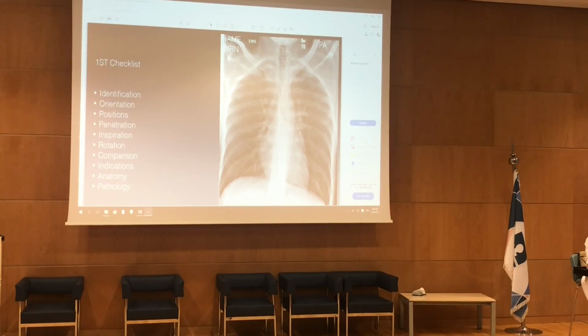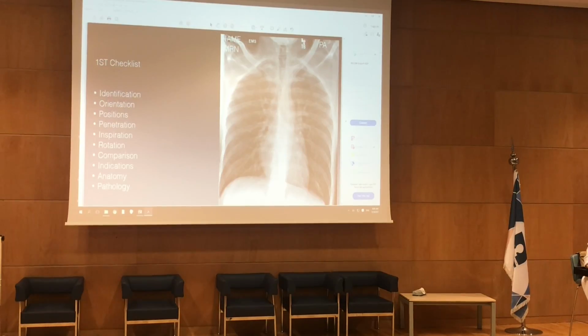So first thing, when you are presented with a chest x-ray, first thing you do is the identification. You want to make sure that this is the right patient. So you check the name and the medical record number, and you compare it with, depending on what you're doing, the file that you're holding for the patient, if this is the patient I'm checking in the ER, or if you're a radiologist, I'm putting a report for this patient, so you want to make sure that these are the same patient that you have the images for.